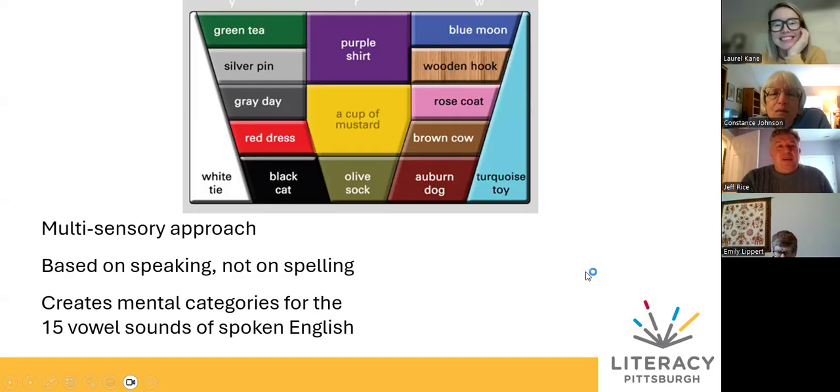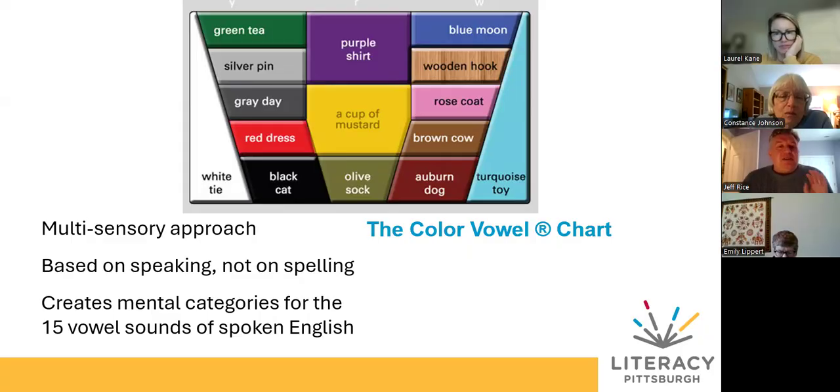Okay, so remember, one of the main points that we're trying to emphasize here is that it's a multi-sensory approach and it's based on speaking and it's creating these categories to refer to which sounds count as the same sound and which ones are different.